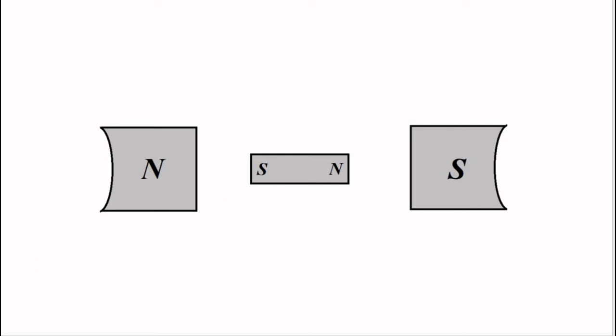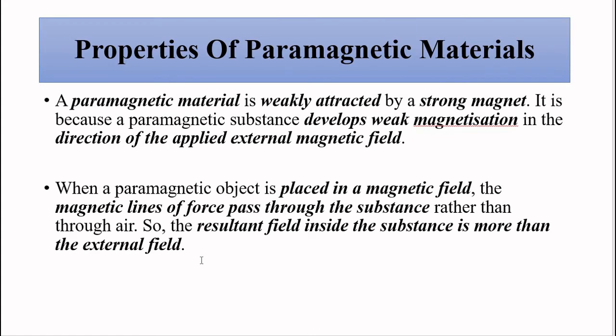So there are some important properties of paramagnetic materials, like we discussed in the diamagnetic case. In a paramagnetic material, the magnetism which is induced is weak and attractive type. So it is weakly attracted by a strong magnet because of the weak, attractive type magnetization which is developed in the direction of the applied magnetic field.